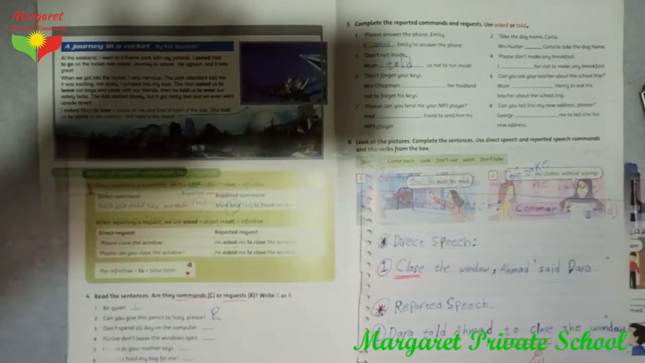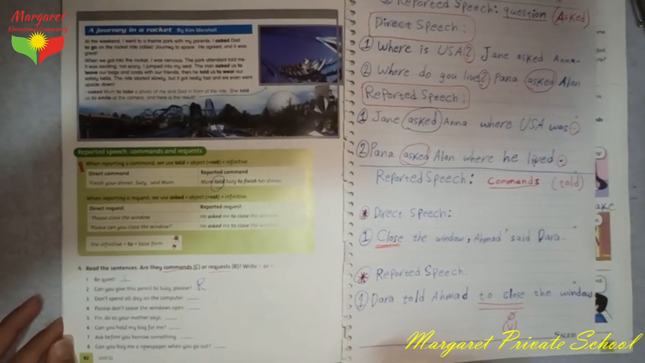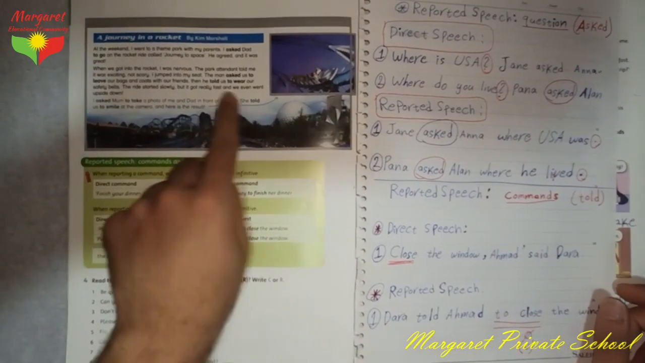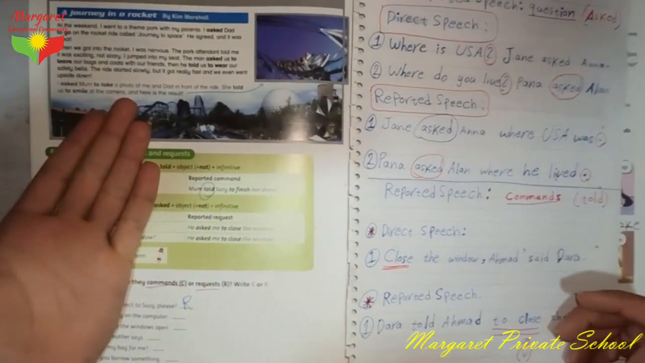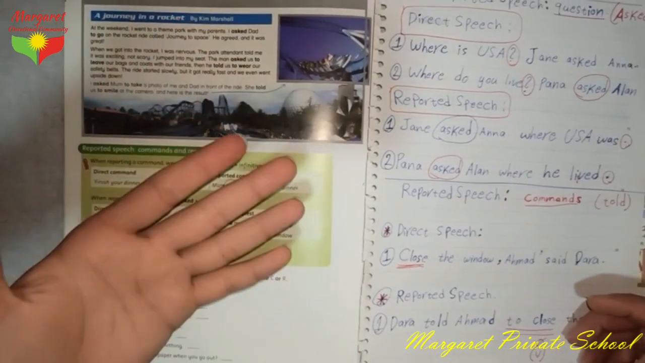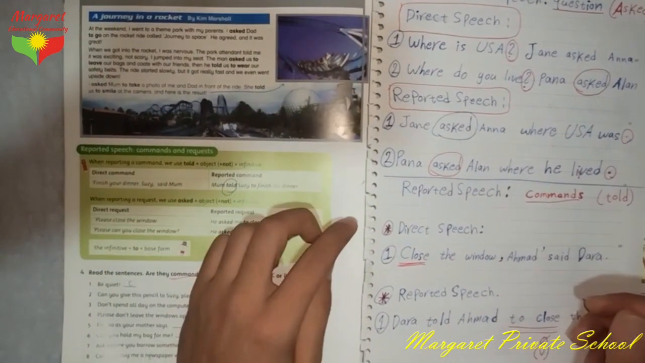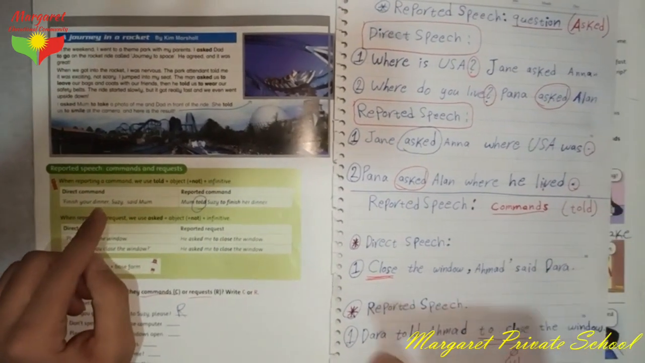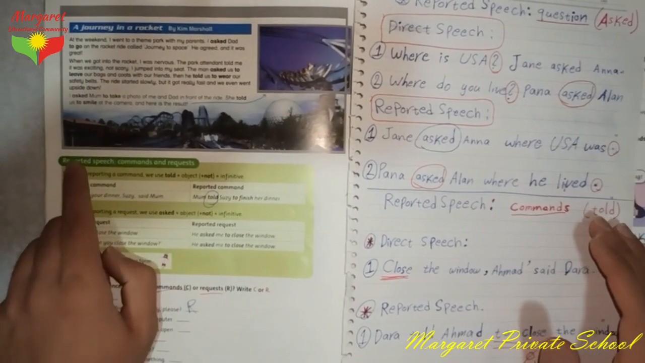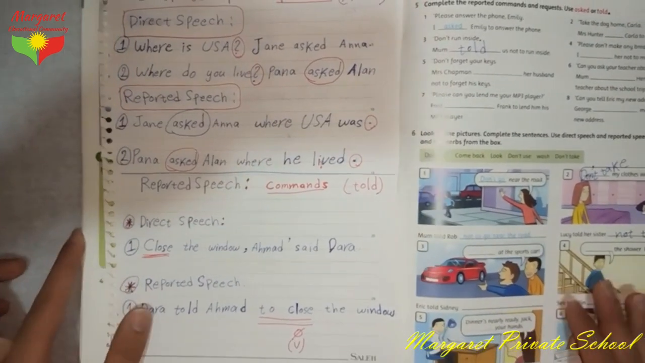My dears, when we turn the page, we go to page 82, and we have a text here. Read this text and try to understand it, because when you read this, you will understand the grammar topic better, guys. The second grammar topic in reported speech in this lesson is reported speech commands. As you can see here, reported speech commands.